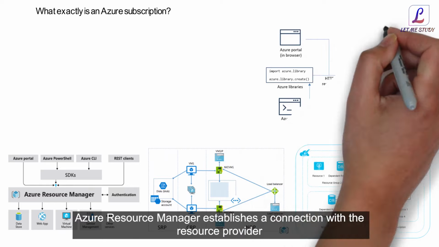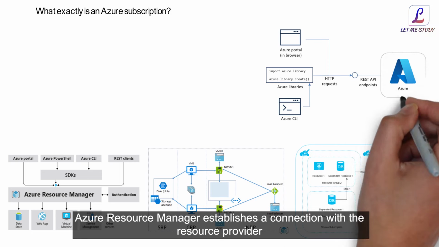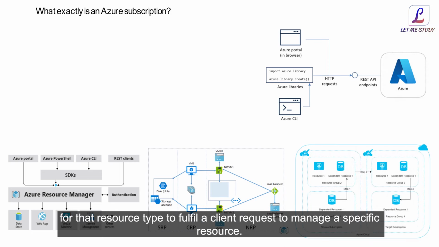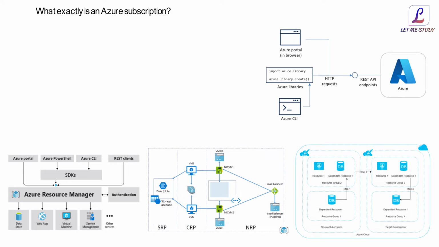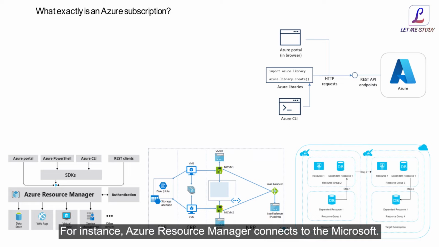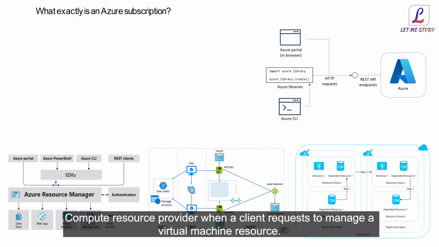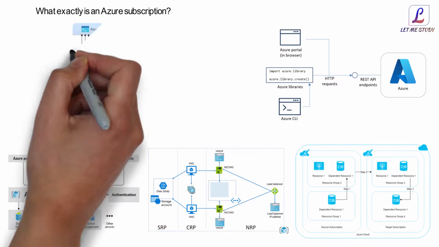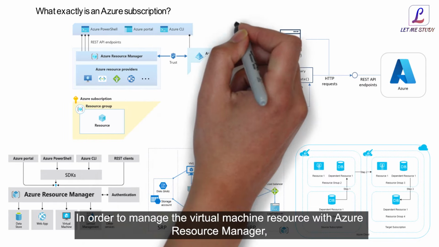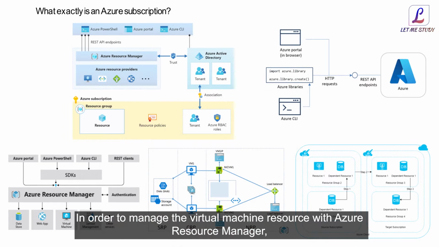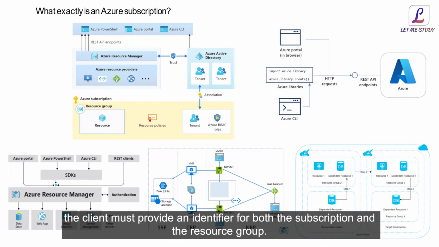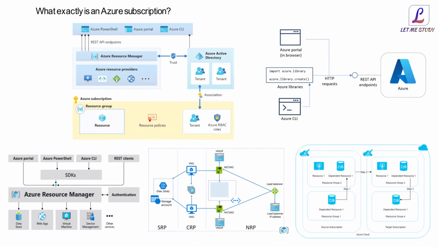Azure Resource Manager establishes a connection with the resource provider for that resource type to fulfill a client request to manage a specific resource. For instance, Azure Resource Manager connects to the Microsoft Compute Resource Provider when a client requests to manage a virtual machine resource. In order to manage the virtual machine resource with Azure Resource Manager, the client must provide an identifier for both the subscription and the resource group.